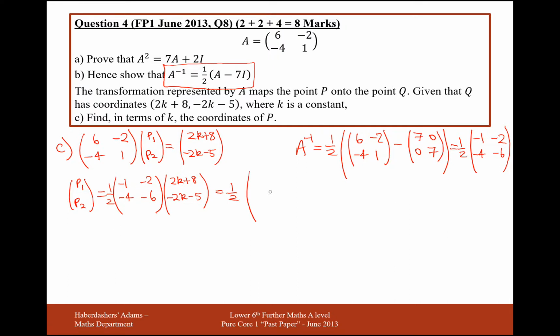So minus 1 times 2k plus 8, that's minus 2k minus 8. Add on minus 2 times minus 2k minus 5, so that would be plus 4k plus 10 from double negatives there. And for the second part, it's going to be minus 4 times 2k plus 8, so that's minus 8k minus 32, and minus 6 times minus 2k minus 5, so that will be plus 12k plus 30.